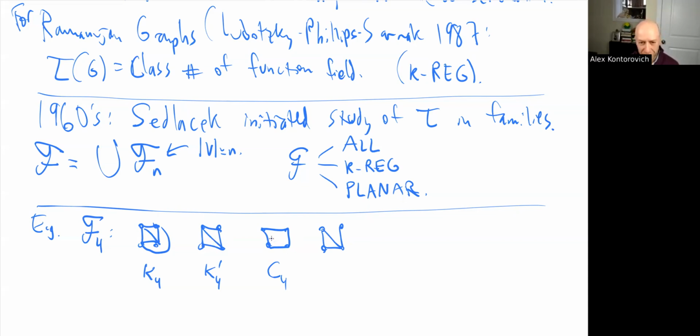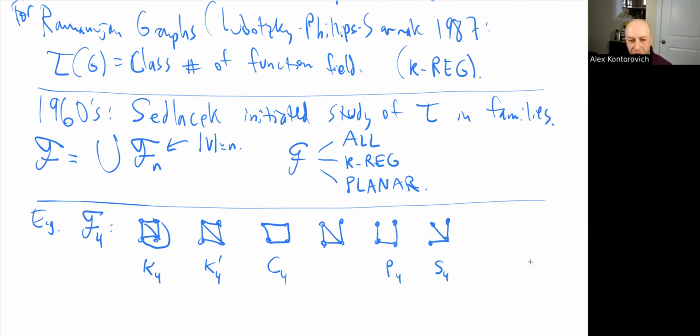Now from each of these, from C4 I can drop one edge and just get a path. So this is P4. From here I can't drop that edge because it won't be connected, but I can drop that edge and get P4 again, or I can drop that edge and I'll get the star. So this is S4, the star graph. Okay, does that make sense? So these are 1, 2, 3, 4, 5, 6. I think that's the 6 graphs on 4 vertices.